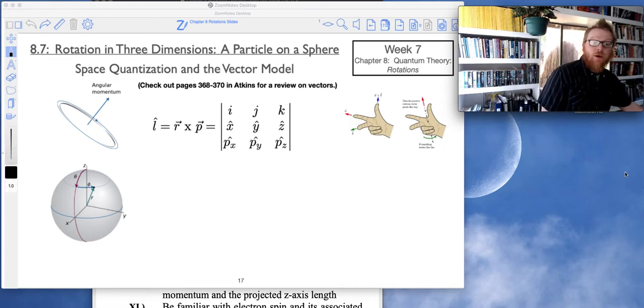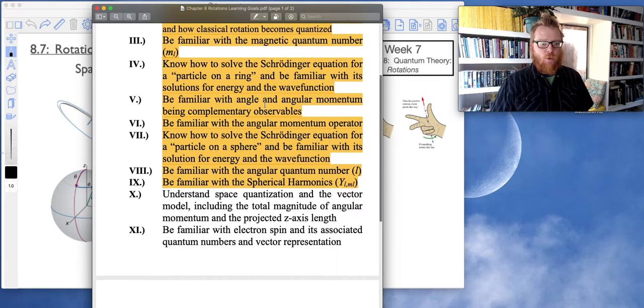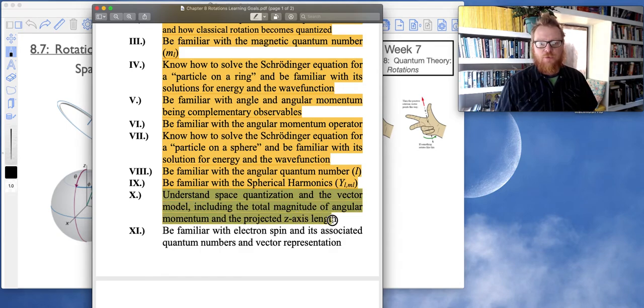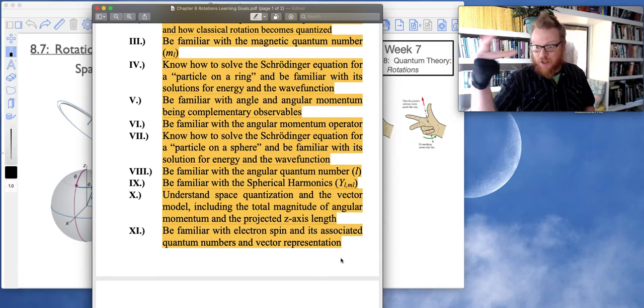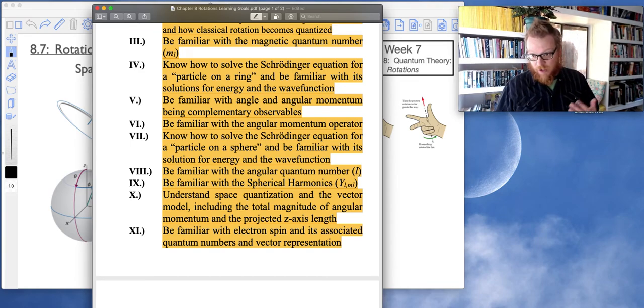Okay. So let's look at the learning goals right here. We're getting into these last few learning goals. Today we're going to talk about space quantization and the vector model. And assuming I've left myself enough time, we're also going to talk about electron spin, because as it turns out, electrons spin, and so we can use the same considerations we've been working with in these rotation lectures to describe electron spin. Okay, so great. Let's put this away.